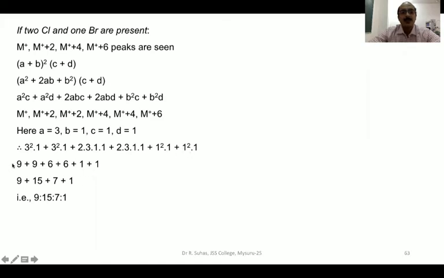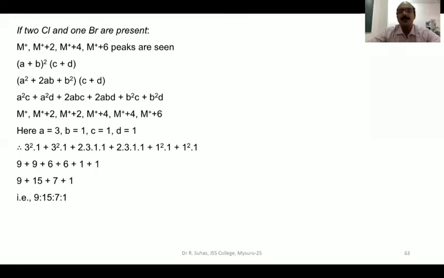So now what do we have to do? We have to leave the outer ones as such. So 9 and 1, you keep as such. The middle ones you should add. These 2 combine to 1 and these 2 combine to 1. 9 plus 6 is 15, 6 plus 1 is 7. So it will be 9, 15, 7, 1. We are not supposed to add these up. So the intensity will be 9 is to 15 is to 7 is to 1. We are going to get 4 peaks: M+, M+2, M+4, M+6. So 9 is to 15 is to 7 is to 1 is the peak intensity ratio for the compound if it contains 2 chloro and 1 bromo.